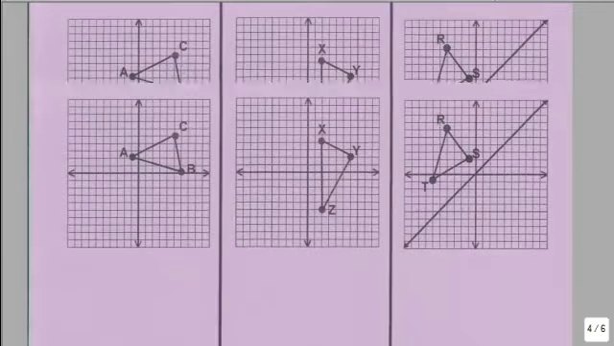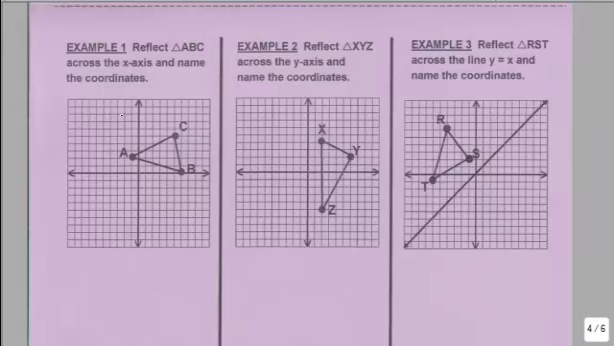Okay, these guys, whenever we are reflecting across the x-axis, so we have A, B, and C. A is at negative 2, 2. B is at 6, 0. And C is at 5, 5.